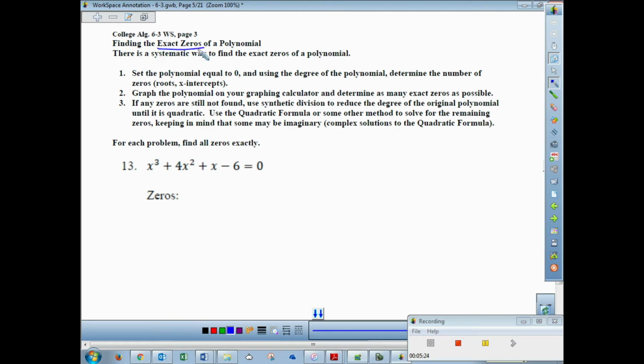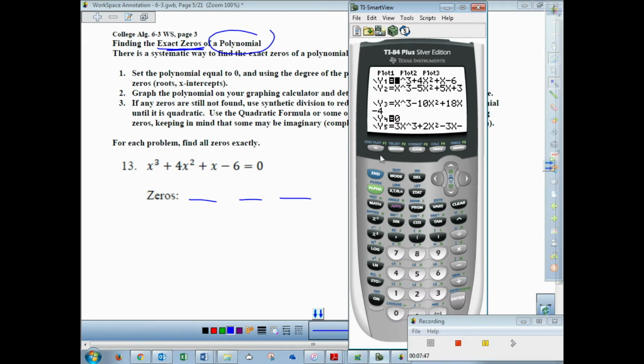Finding the exact zeros of a polynomial. First of all, the number of degrees that you have will be the number of zeros there will be. They could be rational, they could be imaginary, whatever. So what degree is this puppy right here? This is the third degree, so put yourself 3 blanks right here. There will be 3 zeros that we will find. Let's grab our graphing calculator and let's graph this. That's y equals x cubed plus 4x squared plus x minus 6.